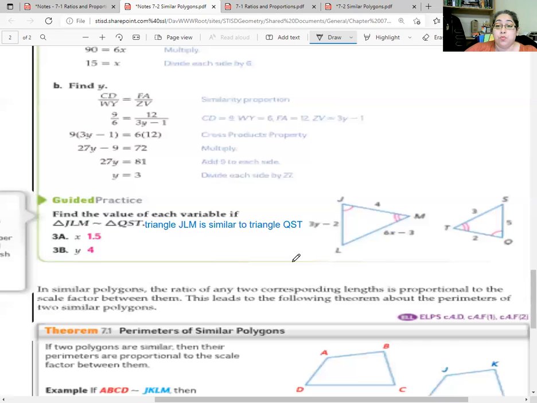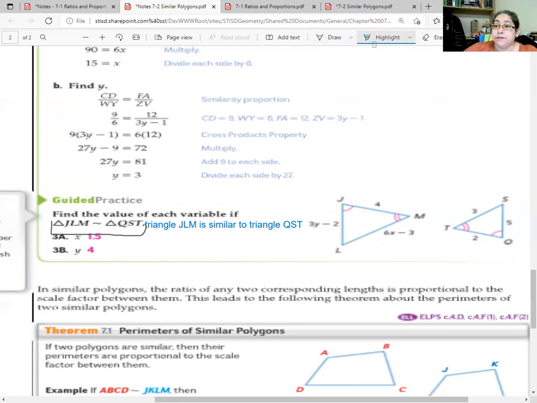So let's do one of those here. I'm going to do guided practice 3A as your example. I'm sorry that it's a little on the blurry side. I did not realize it was going to be so blurry when I created these notes. Note to self, don't make them so blurry. Okay, all of these weird math symbols translate to triangle JLM is similar to triangle QST, and I wrote it out here in English for you.